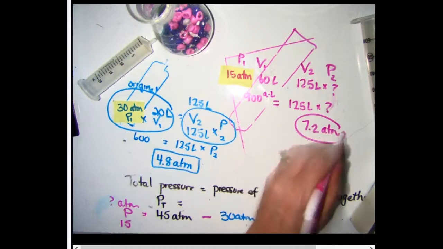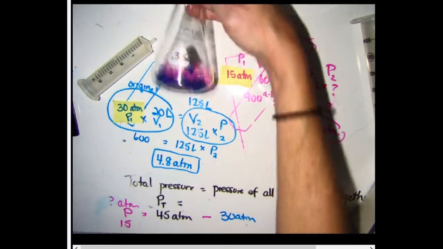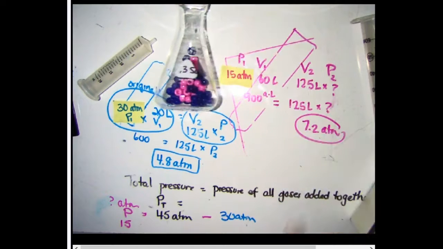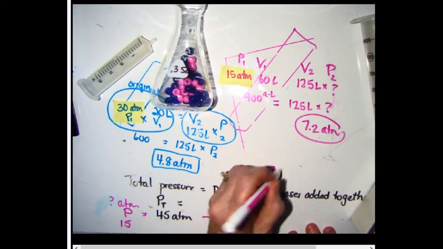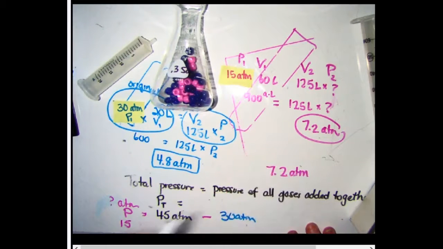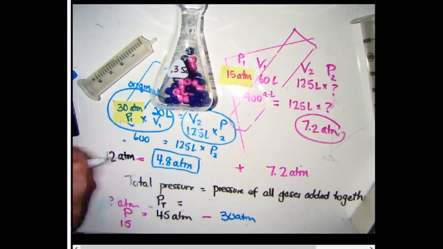So now all we have to do to find out what the new pressure is of the same two exact gases is to add these together. So the total pressure in the 125 liter container is going to be 4.8 plus 7.2, or 12 atmospheres. Okay? So instead of just adding them together, if you change the volume, you're going to have to do a Boyle's Law problem first.